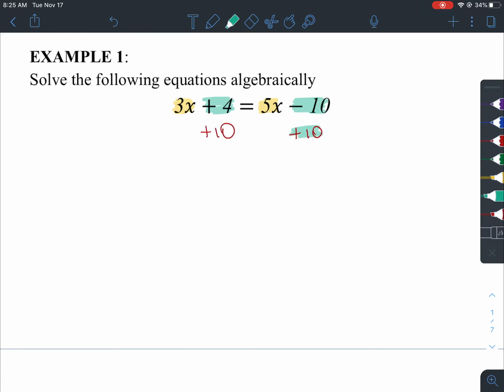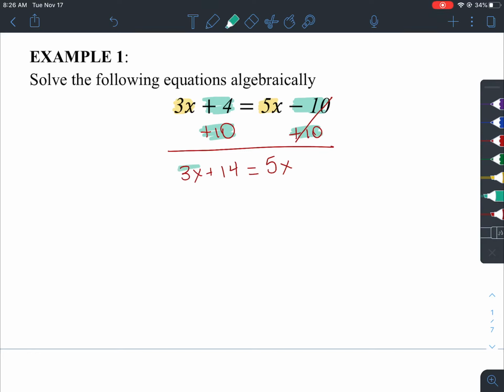Again, my constants and constants line up. Make sure your equal sign drops straight down. If you need a line, keep that line. If you don't, it's fine, but the equal sign should stay exactly where it is. The negative 10 and the positive cancel out. We are left with 5x. We have 4 plus 10, which is 14, plus 3x.